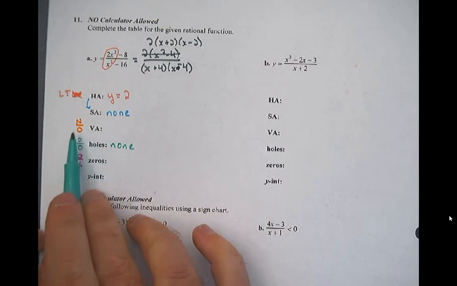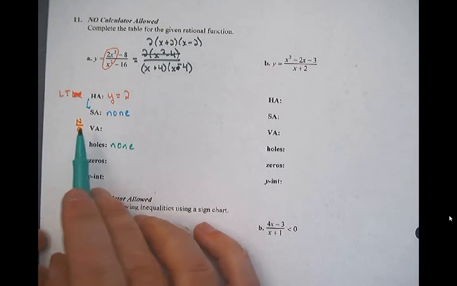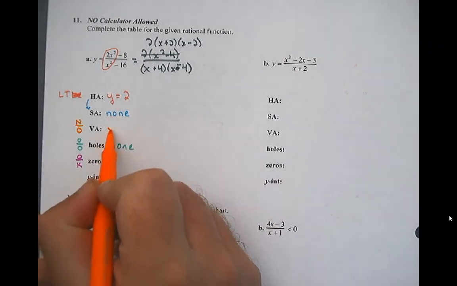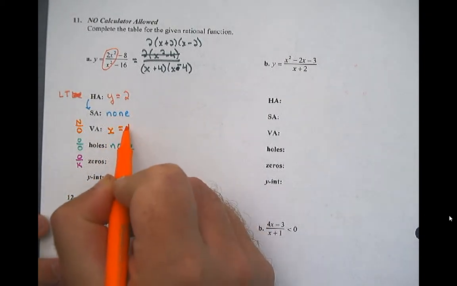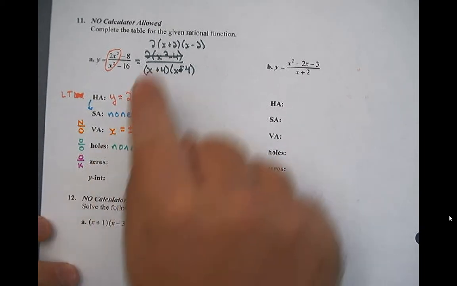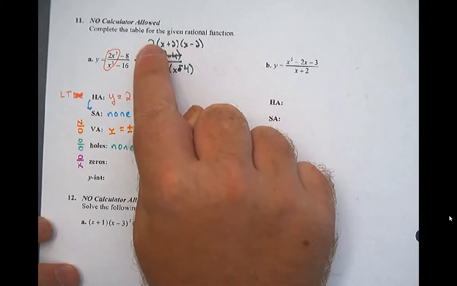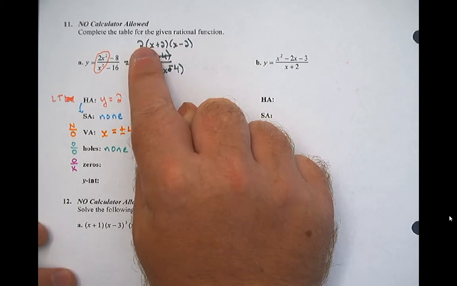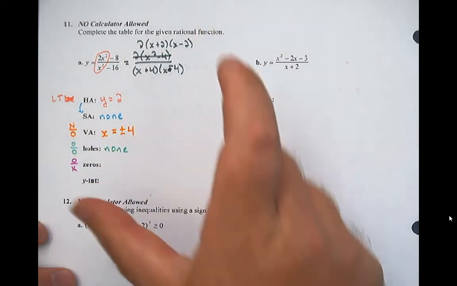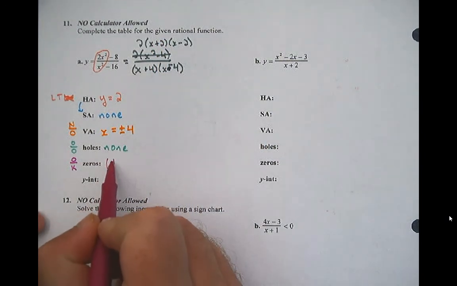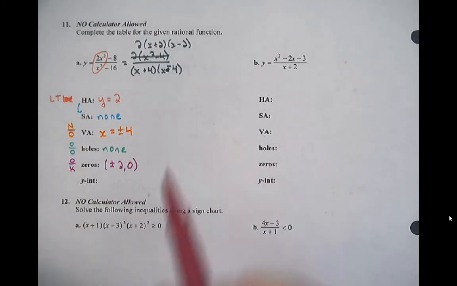VAs are things on the bottom that don't cancel. So things that cause a 0 on the bottom. So there are two things that cause a 0 on the bottom. It's when x equals plus or minus 4. Zeros are things on the top that don't cancel, but you have to be able to ZPP them. So this 2 is a scale factor. It's like those dilations that we talked about earlier. That's just going to do a stretch or a compress. So our zeros are both going to occur at the 2's. So that's plus or minus 2, comma 0.